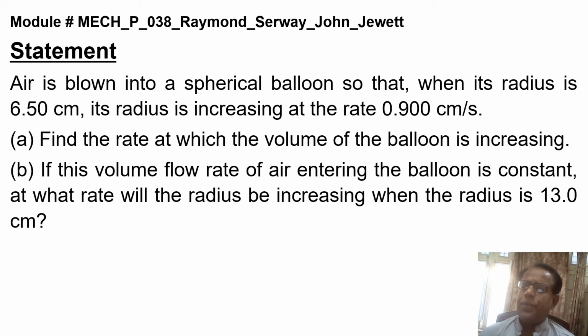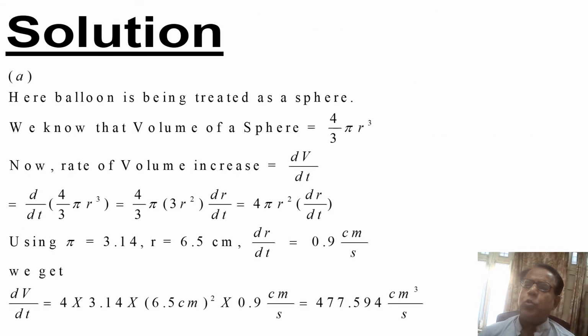One is 6.5 and the other is double of it, that is 13.0 centimeter. So in part A we will use the earlier radius, and in part B we will use the double radius, that is 13.0. Now we move on to the next slide to see its solution.